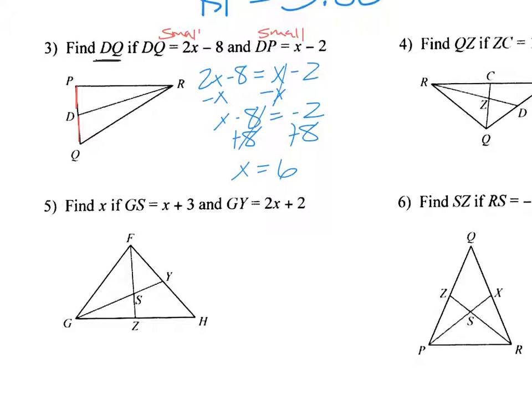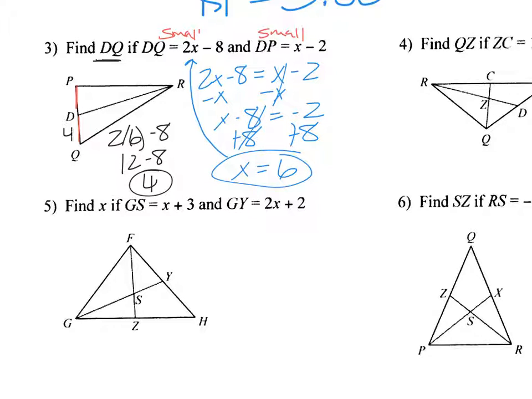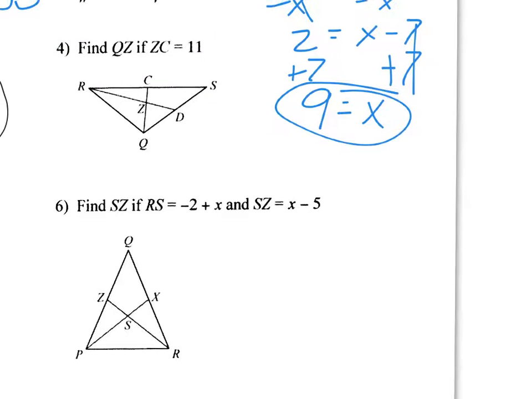Okay, now it says find DQ. So now what I'm going to do is take 6, go back in and plug it in here for what this expression was for DQ. So 2 times 6 minus 8. That's 12 minus 8, which is 4. So DQ is 4. Now, a good way to check this, I should get 4 for DP. So if I take 6 up here, what's 6 minus 2? 4. So yes, that works. That shows that what I got for x, being 6, is correct, and my value for DQ is 4. All right. Let's go over here to do number 4.